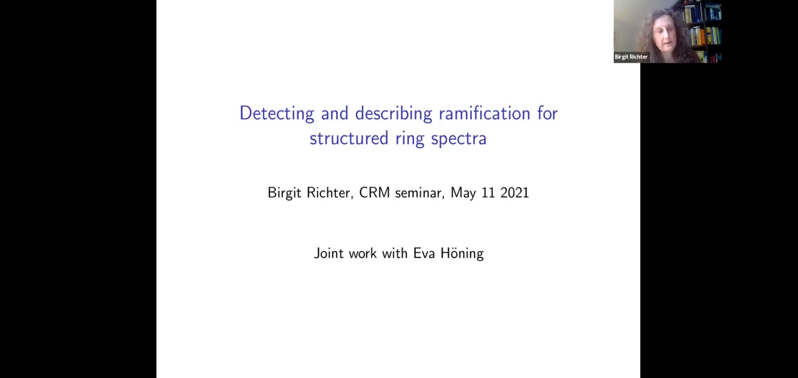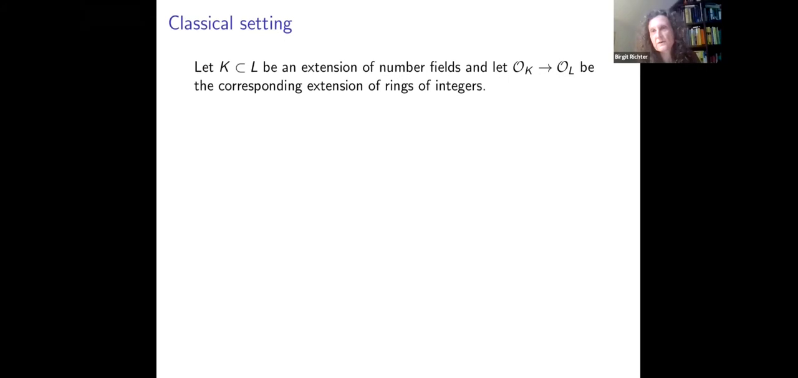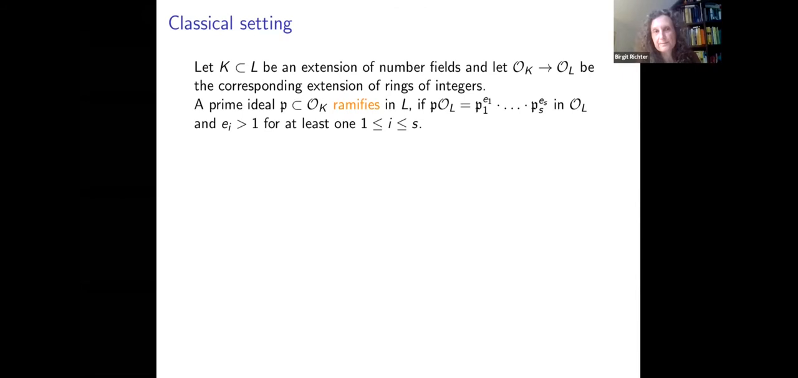So let's start with finite extensions of the rationals. If you have an extension of number fields and the corresponding map on rings of integers, then you can talk about ramified primes or prime ideals. You say that a prime ideal ramifies if, when you view it as an ideal in the bigger ring, it splits up into powers of prime ideals, and one of the exponents is larger than 1. So you have multiplicity greater than 1. This looks like a singularity geometrically.